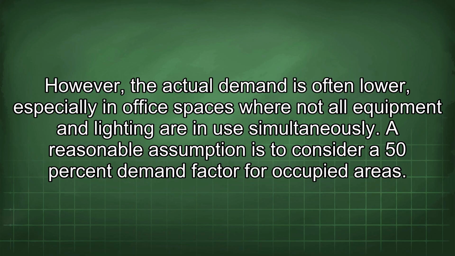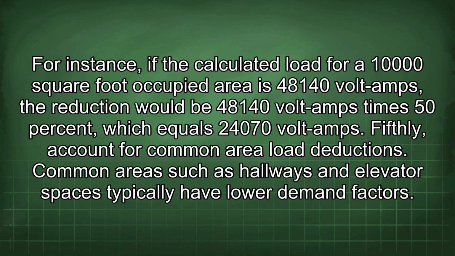However, the actual demand is often lower, especially in office spaces where not all equipment and lighting are in use simultaneously. A reasonable assumption is to consider a 50% demand factor for occupied areas. For instance, if the calculated load for a 10,000 square foot occupied area is 48,140 volt amps, the reduction would be 48,140 volt amps times 50%, which equals 24,070 volt amps.